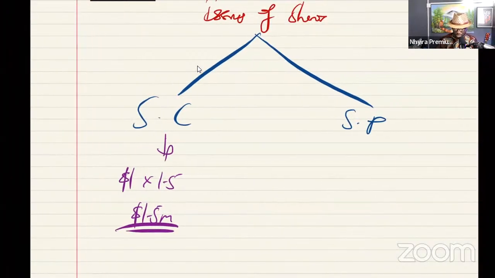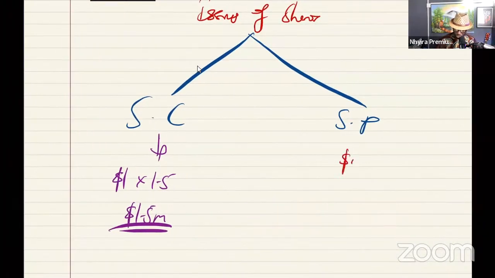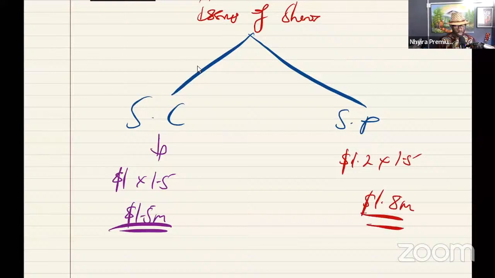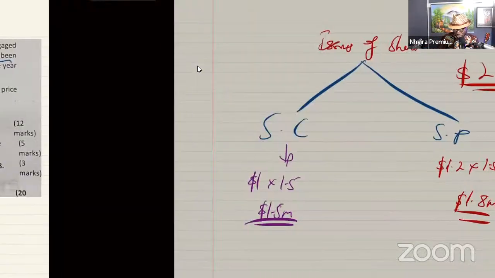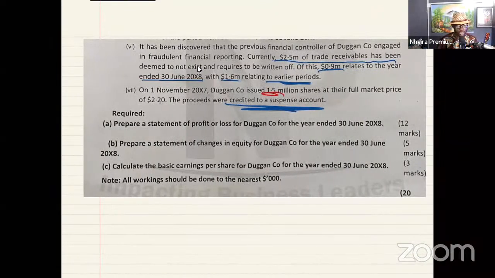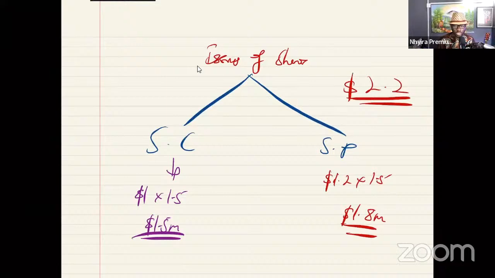Then the 1.2 times the 1.5 will be going into share premium, being the profit on the issue coming in there, and that will be $1.8 million. That will go to share premium because the issue was $2.2. Okay, so $1 goes to share capital, then the profits, $1.2, go to the share premium. So the issue of the shares, the 1.5 million, which is in suspense account, is not supposed to be in suspense account. So we remove it from the suspense account and add it to the share capital and share premium.